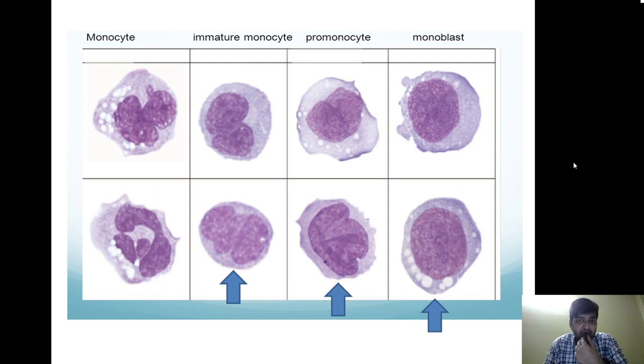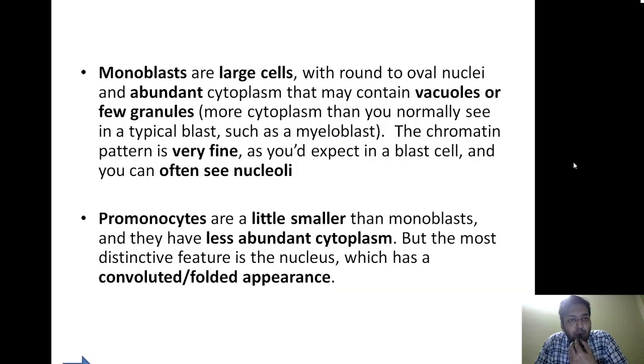Okay, it is coarse, it is not open chromatin, it is coarse. Sometimes it might be vacuolated as well, as shown in this diagram. So what are monoblasts? They are large cells with a round to oval nucleus and abundant cytoplasm containing vacuoles or few granules. They have more cytoplasm than we normally see in a typical blast such as a myeloblast.